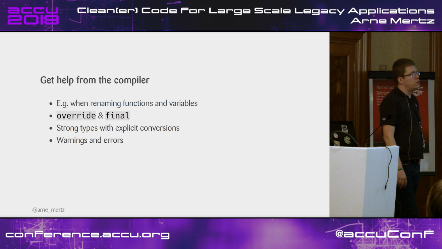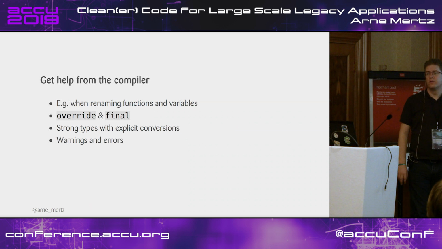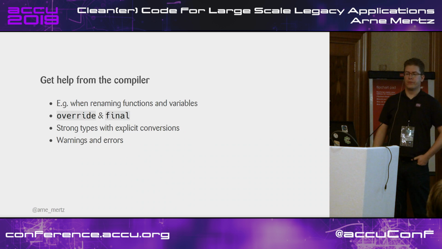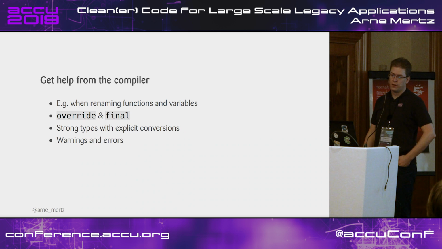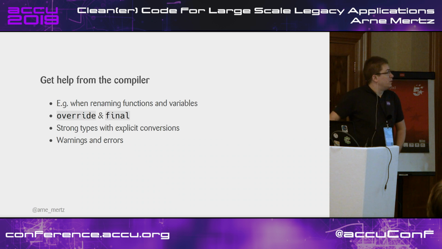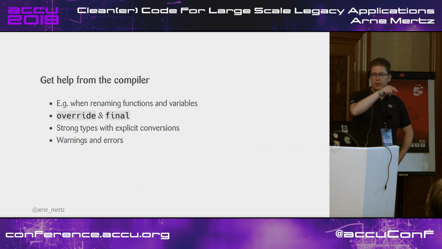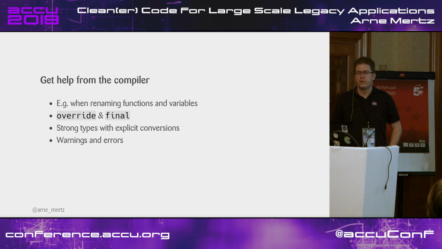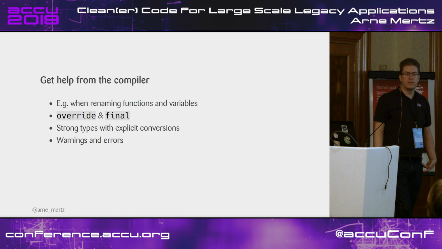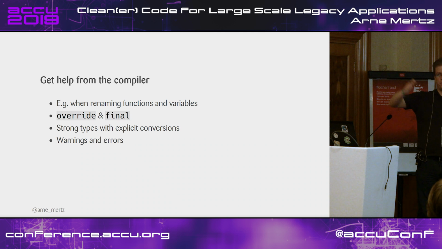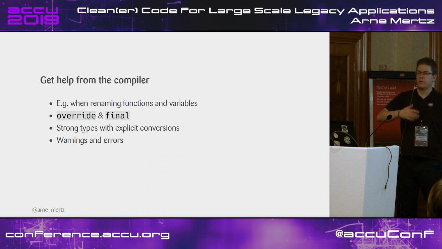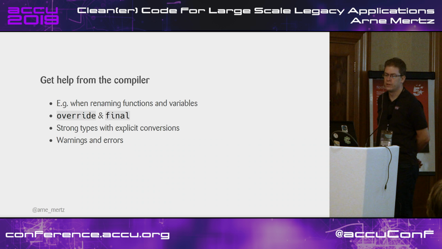Now, what can we do if we have those old compilers and no actual tooling that can help us with refactoring? We can get help from the compiler. For example, when we rename a function, the compiler will point us to every call of the old function name because the function won't exist anymore. So just rename the function in the header and start the compiler, and we will get a list of all the locations where the old function name was used.